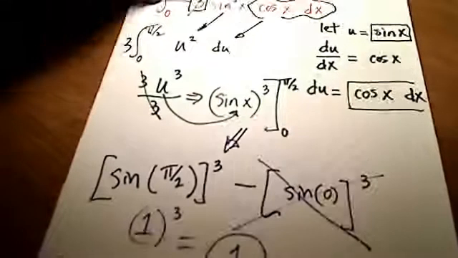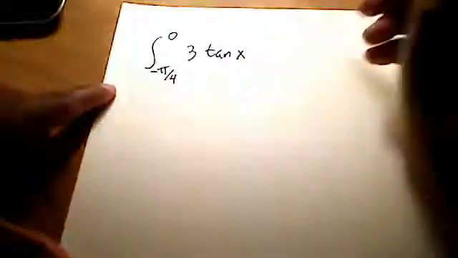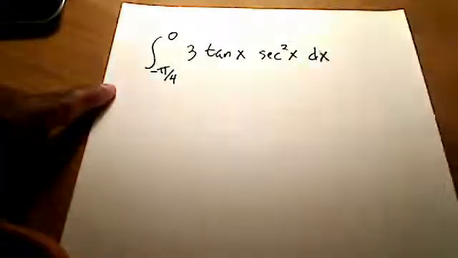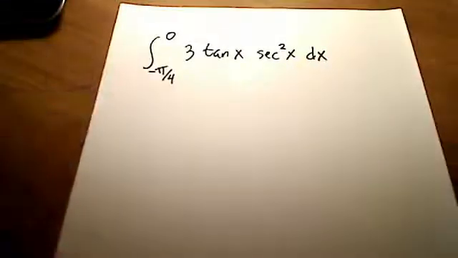Okay, that problem wasn't so bad. Let's try another one. I think I have enough time to squeeze in one more. This one's going to be a little bit trickier. This one's going to be the integral between negative pi over 4 and 0 for 3 tangent of x secant squared x dx. Ooh, yeah, this is a good one here, okay?